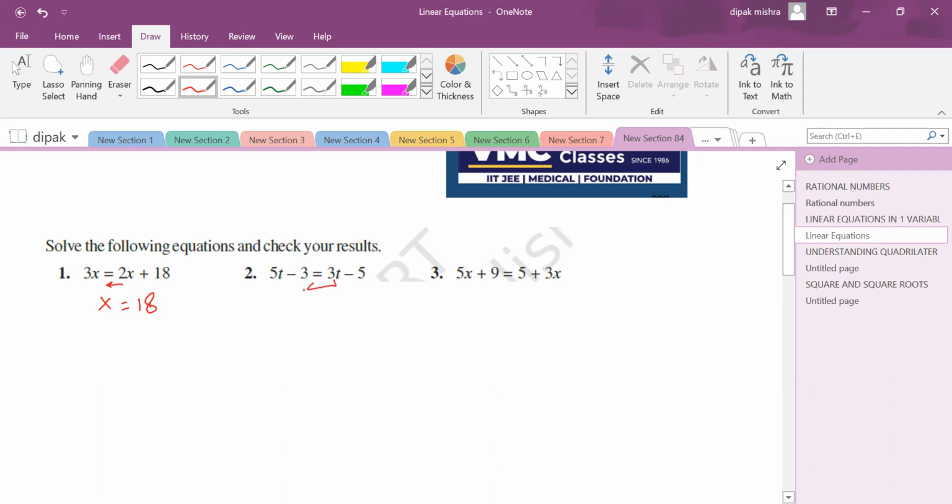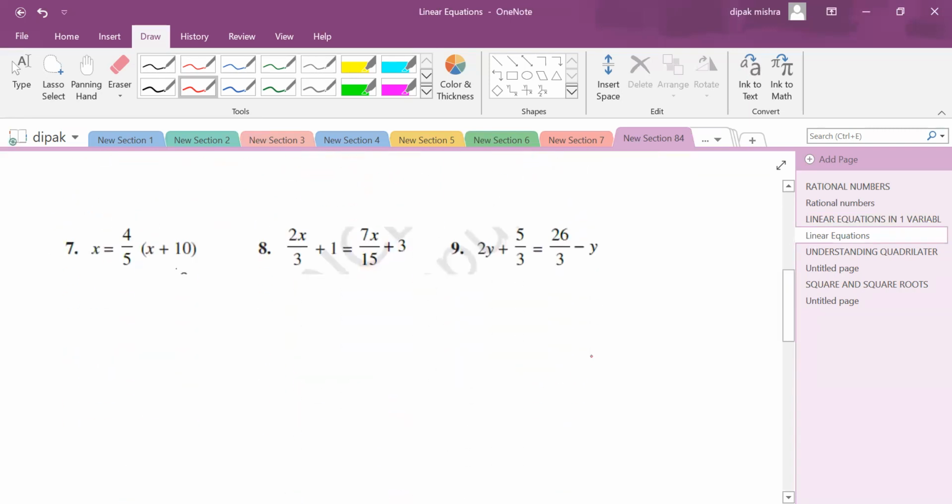So again, there is 3t. You can bring this side, and this minus 3 to the other side, so it becomes minus 5t minus 3t is equal to 2t. That is equal to 3 minus 5, which is equal to minus 2. So t is equal to minus 1. So 5x minus 3x is equal to 2x, and 5 minus 9 is minus 4. So x will be equal to minus 2.